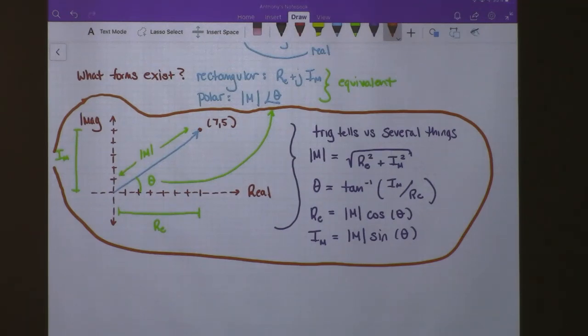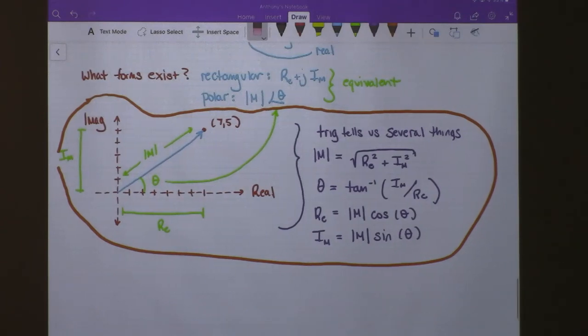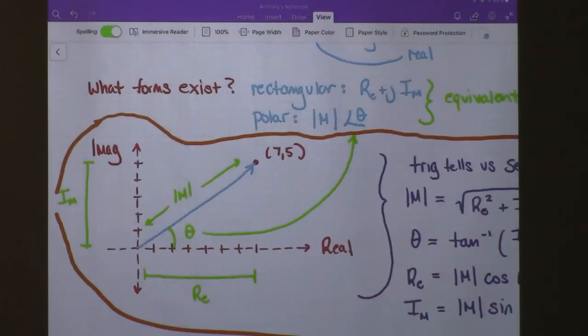And so that's essentially how you go back and forth between the two of them. If you have something in rectangular form, then you're going to use this equation and this equation to go to the polar form. If you're in the polar form, you'll use the other two to go to the rectangular form. Make sense? Okay.